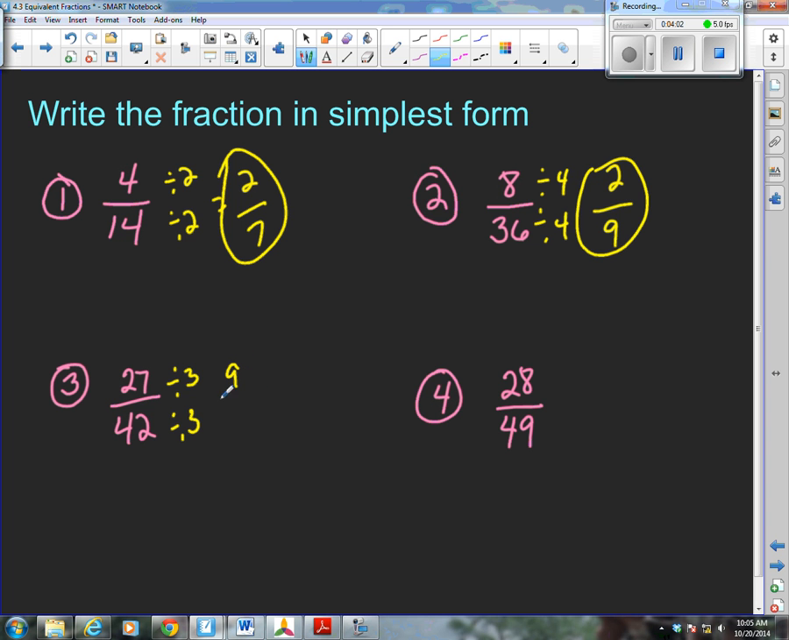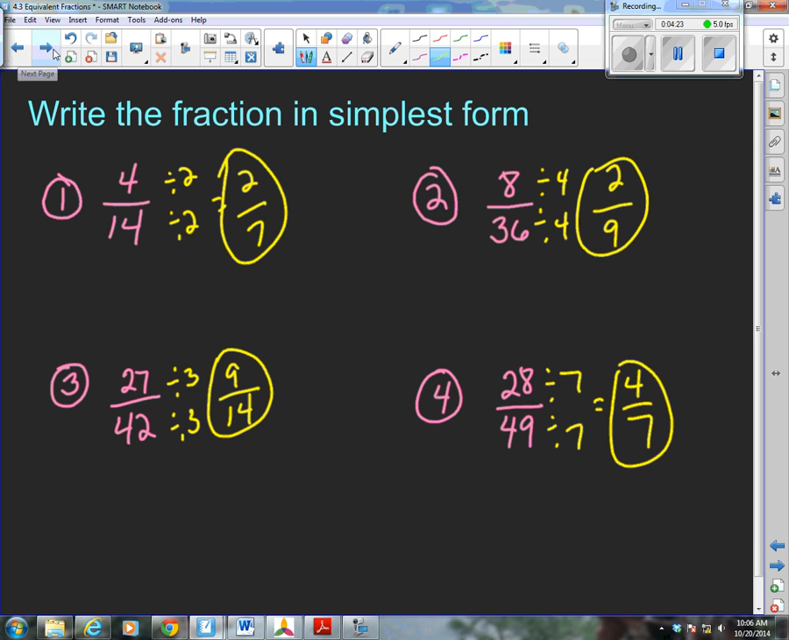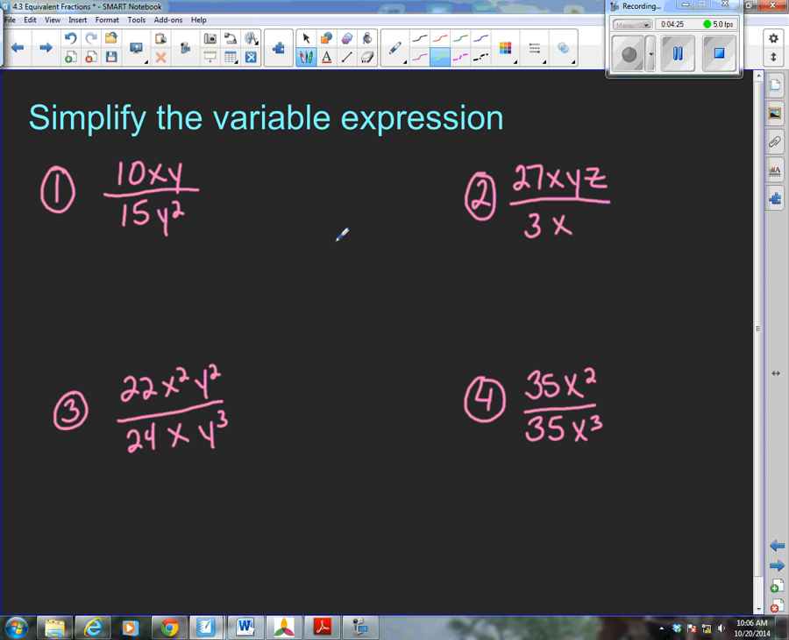Here we get 9 over 14. 9 and 14 are relatively prime, so that is in simplest form. 28 and 49, well, 7 goes into both of those. So I get 4 over 7. Okay, and that's simply writing fractions in simplest form, and you've done that before. This is what we've added today.